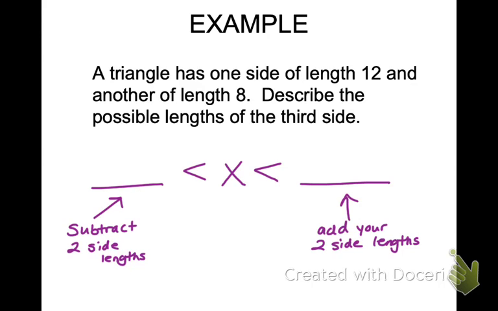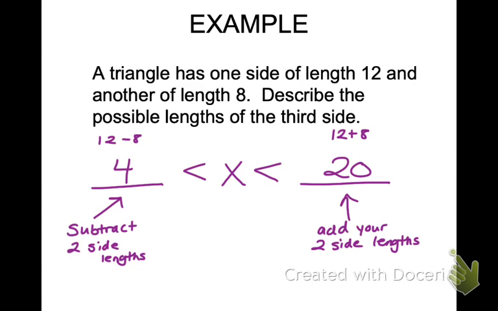So in this type of problem, you're going to be given just two side lengths. And then you're going to have to describe the possible side lengths. Well, to describe a whole set of numbers, we use inequalities, compound inequalities. So in this case, I have 8 and 12. To get my lower bound, I'm going to do 12 minus 8, which is 4. To get my upper bound, I'm going to do 12 plus 8, which is 20. So that means any number between 4 and 20 would be a possible side length for my third side.